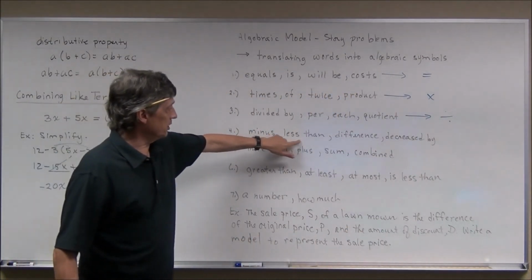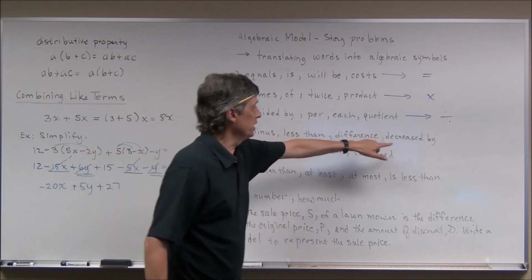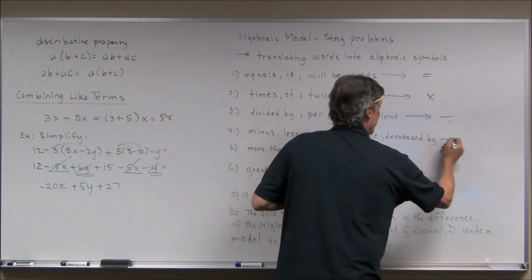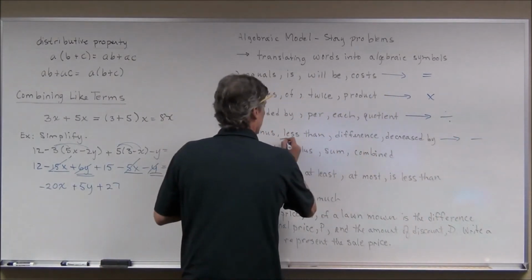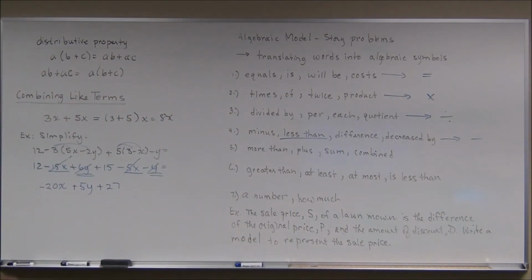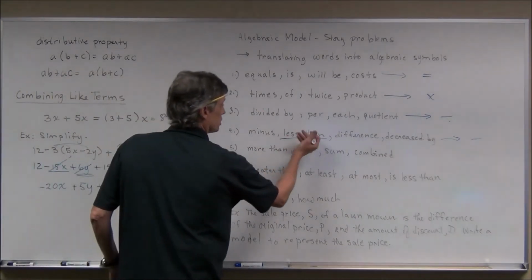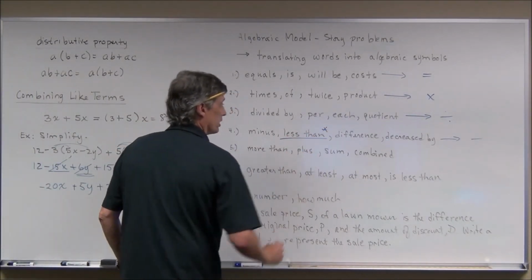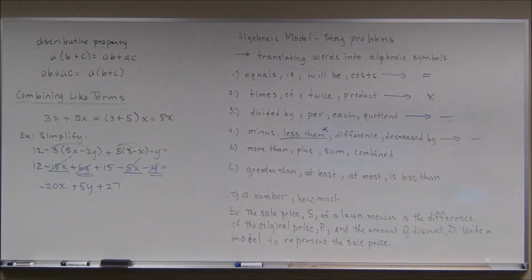Minus, less than, difference, decreased by. That sounds like subtraction to me. Now I do want to make note of this guy. Less than, when it says 5 less than a number, it does not mean 5 minus the number. It means you're subtracting the 5. The less than kind of reverses the order around. Put a little star next to that guy. That's the one that's caused lots of problems over the years.